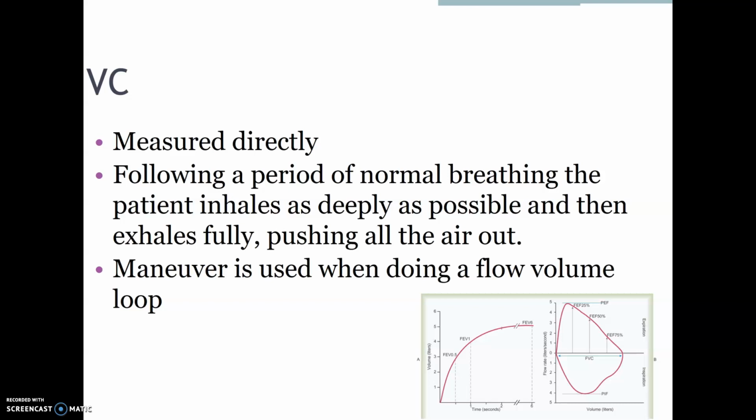So to get a vital capacity, you have the patient do some normal breathing first, and then once you get a pattern of normal breathing, the patient takes a big deep breath in as much as possible and then exhales fully, pushing all of their air out. It is the maneuver we use to do what's called a flow volume loop. And there are some flow volume loops here on the bottom of the slide.